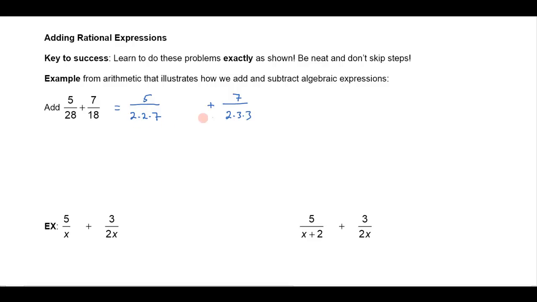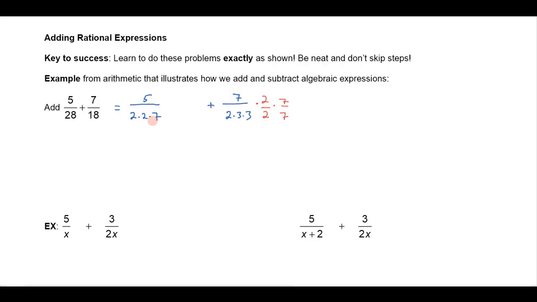I got a 2 times a 2, but I only have one 2 over here. So I need another 2 in the denominator, which means I also need to multiply by 2 in the numerator, because 2 over 2 is just 1. That's not going to change the 7/18 that I have here. But it is going to give me the extra 2 that I need in the denominator. Likewise, there's a 7 over here, but I don't have any 7's over here. So I'm going to multiply by 7 over 7.